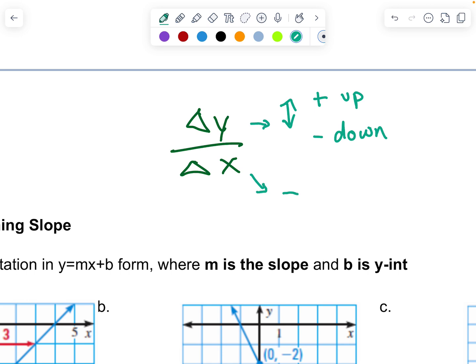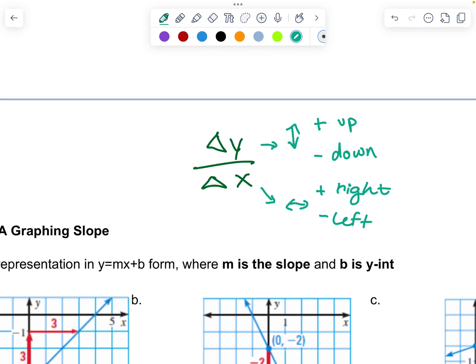The bottom number is our change in x, which is side to side. And so if it is positive, you are going to the right. And if that number is negative, you are going to the left.